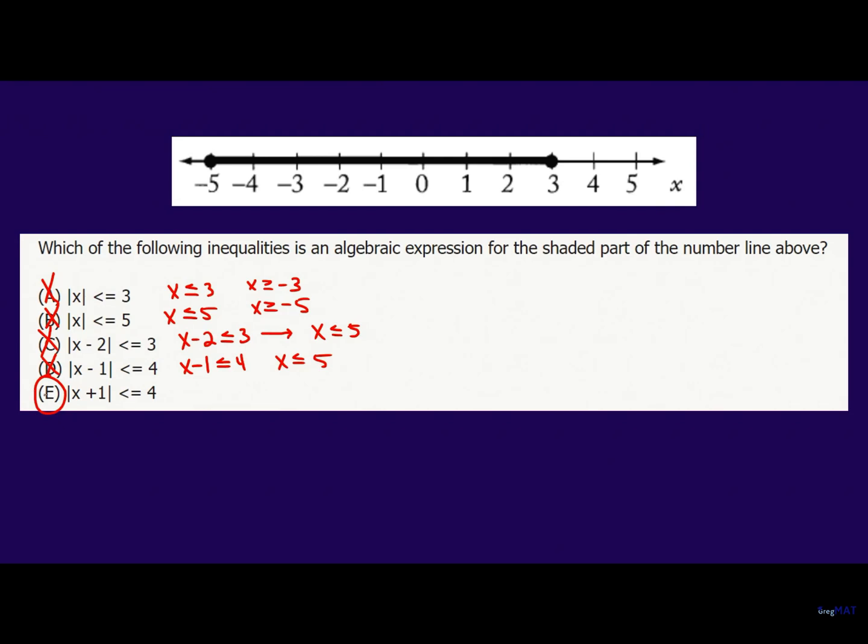Now let's go ahead and confirm it. So x plus 1 is less than or equal to 4, which means that x is less than or equal to 3. Looks pretty good. Equation number 2, x plus 1 is greater than or equal to negative 4, which means minus 1, x is greater than or equal to negative 5. It checks out. Correct answer is E.